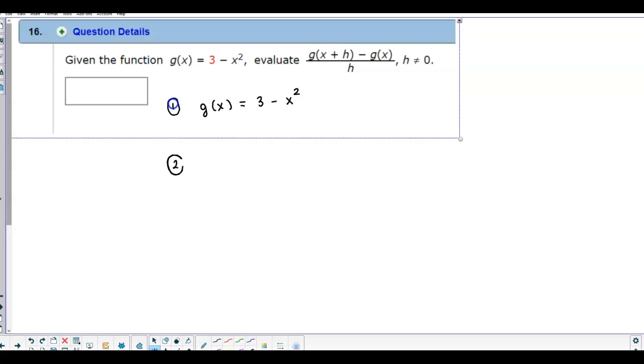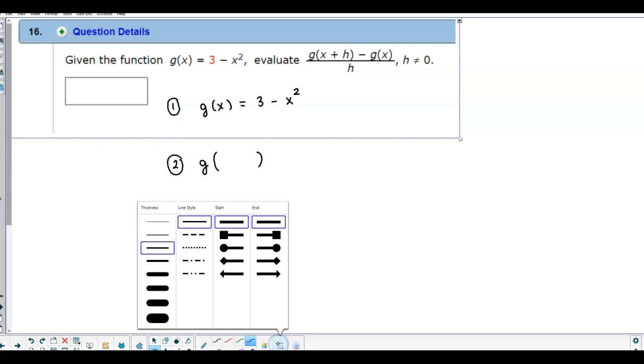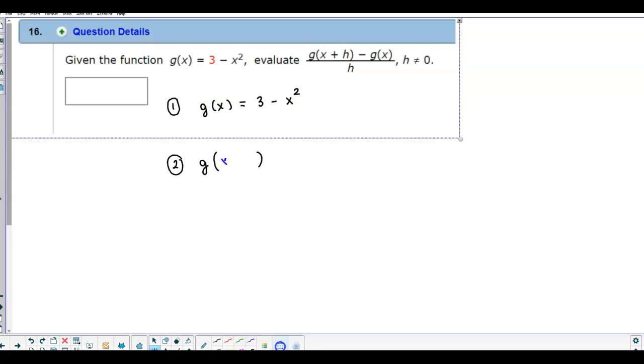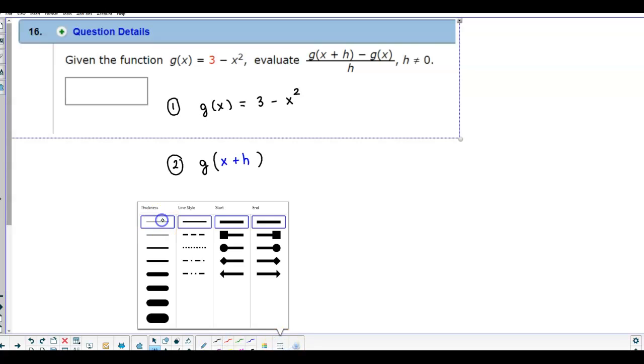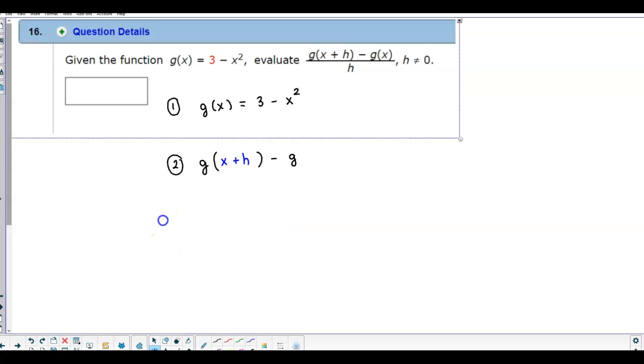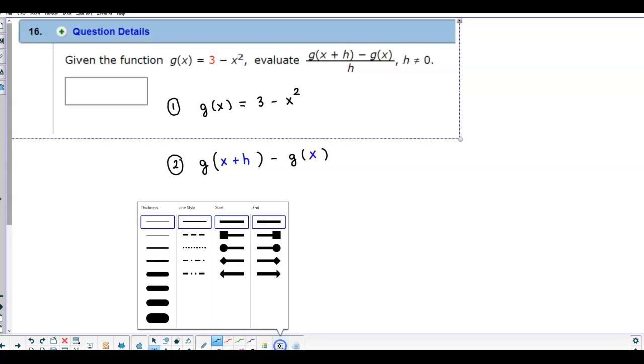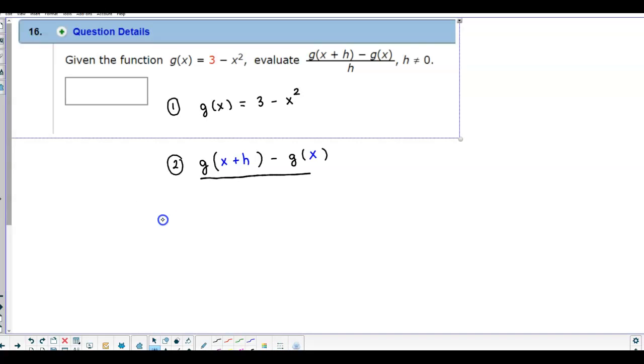And so in step 2, we want to evaluate g when the input is x plus h, and when the input is x. And then we're going to divide that by h.